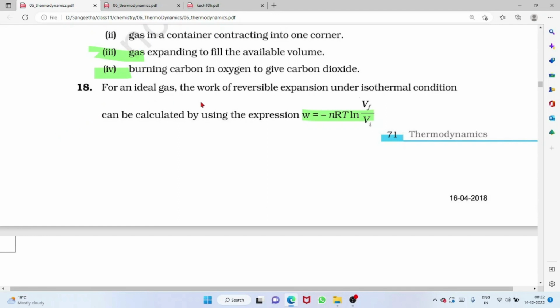For an ideal gas, the work of a reversible expansion under isothermal conditions can be calculated. Okay, this is for the reversible expansion of the isothermal process. So it is for this equation.